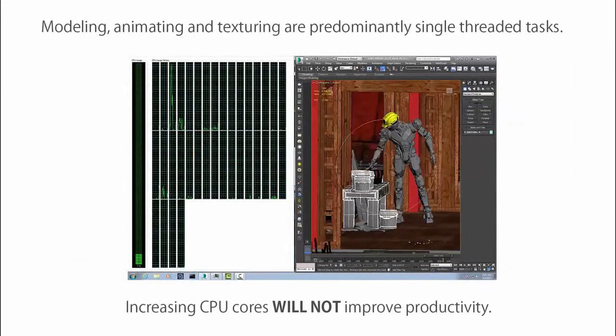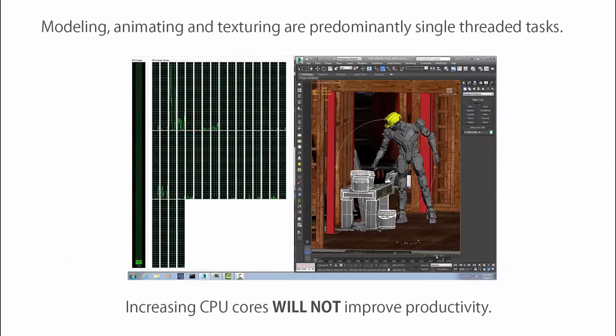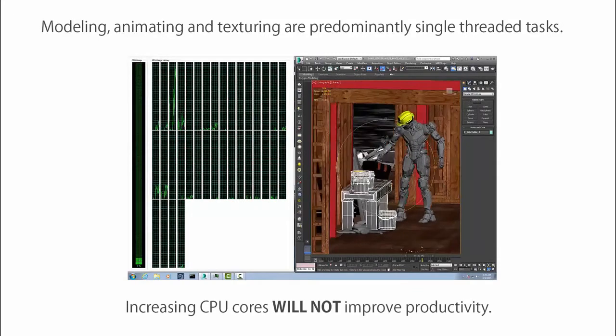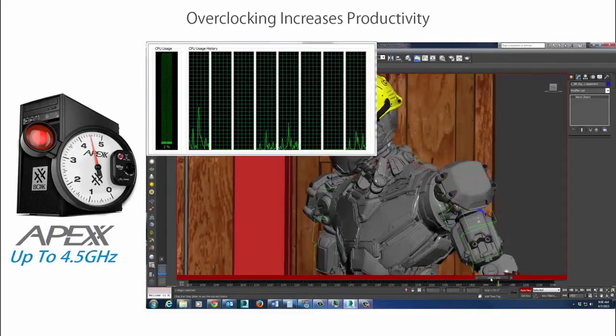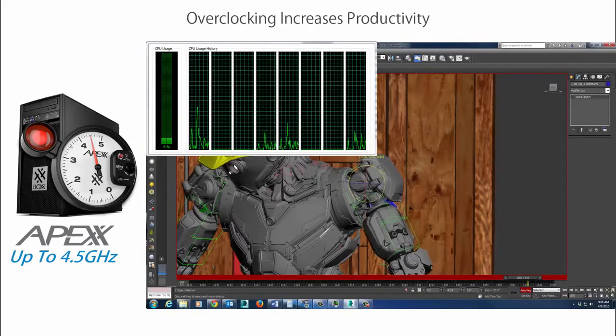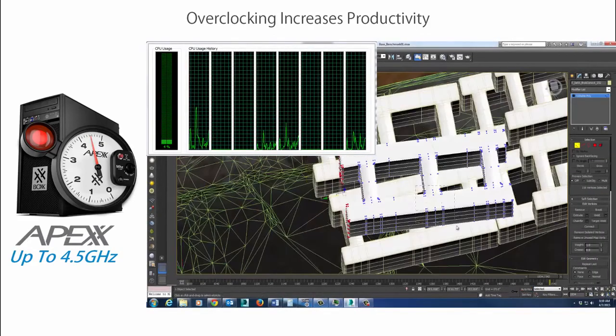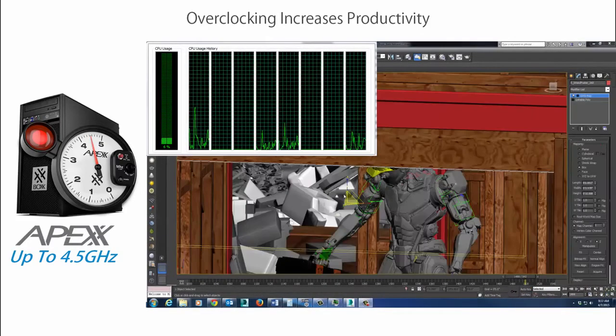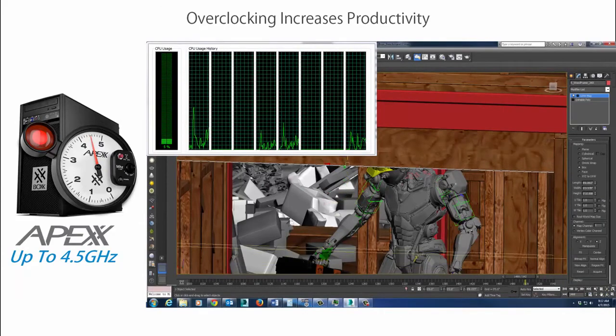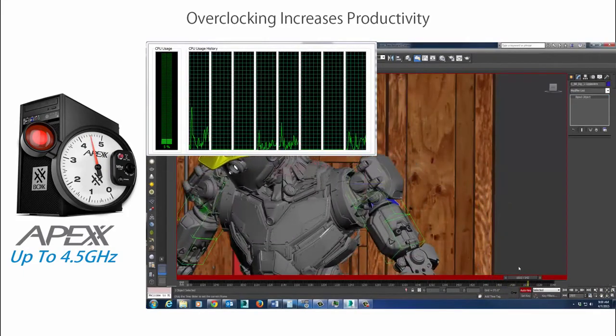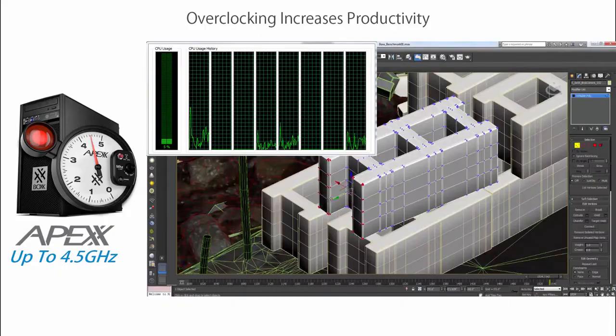Tasks like modeling, animating, texturing, and general scene interaction are predominantly single-threaded. This means that increasing the number of CPU cores will not improve productivity. For these types of tasks, you want the fastest CPU clock speed available. BOXX overclocked workstations offer the fastest CPU clock speeds on the market. This enables you to work at peak productivity.